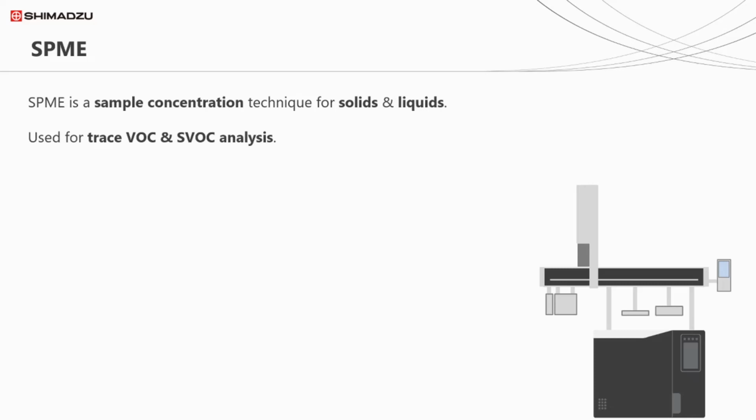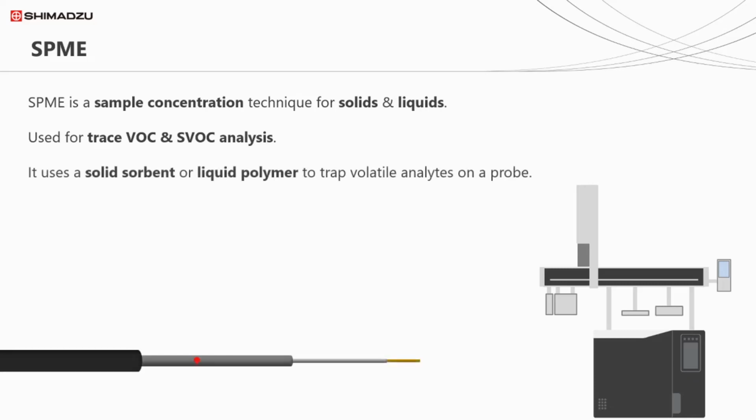SPME uses a solid sorbent or liquid polymer to trap analytes on a probe. The trapping material is coated on a fibre which is supported on a SPME probe. The probe itself consists of a body, an injection needle, which pierces through the vial and inlet septa, and a fibre, coated in the absorptive surface.